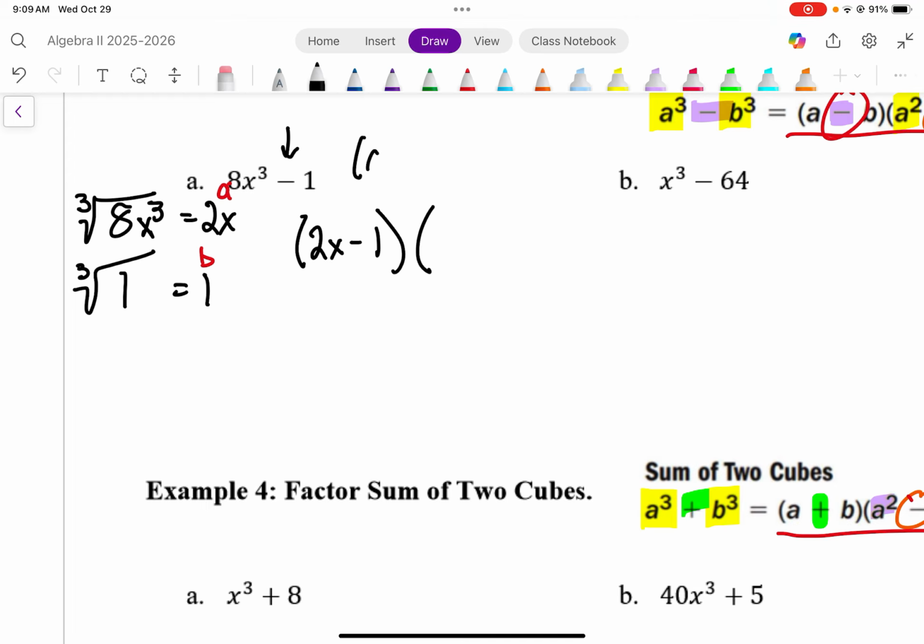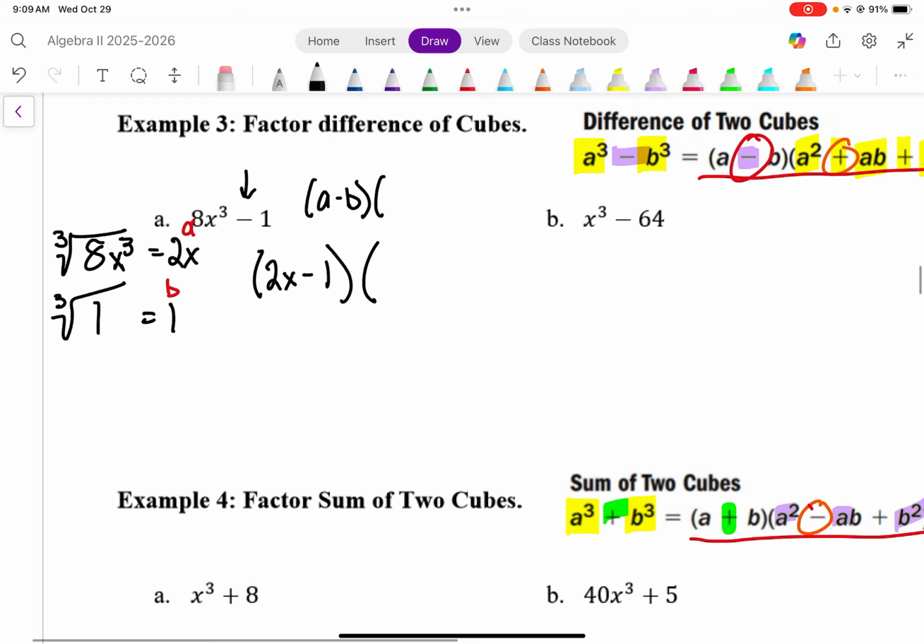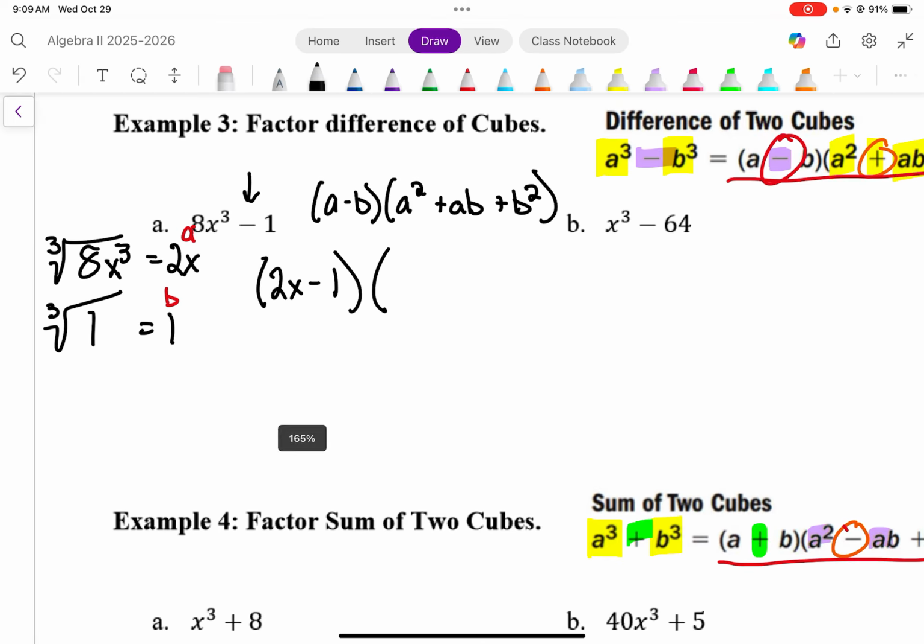Then, and you probably want to have this memorized, it's going to help an awful lot, we are going to have our a value squared plus a times b plus our b value squared. When you square it, you need to make sure you square the whole thing. So that means you're squaring 2 and you're squaring the x. So when we square 2x, that's going to come out to 4x squared.